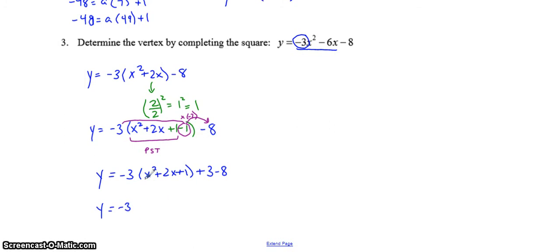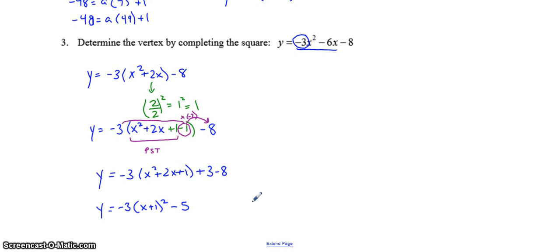Last thing you're going to do is factor this perfect square trinomial. So the two numbers that multiply to 1 and add to 2 are both 1. And since they're both the same, you just write (x + 1) squared. And 3 minus 8 is -5.